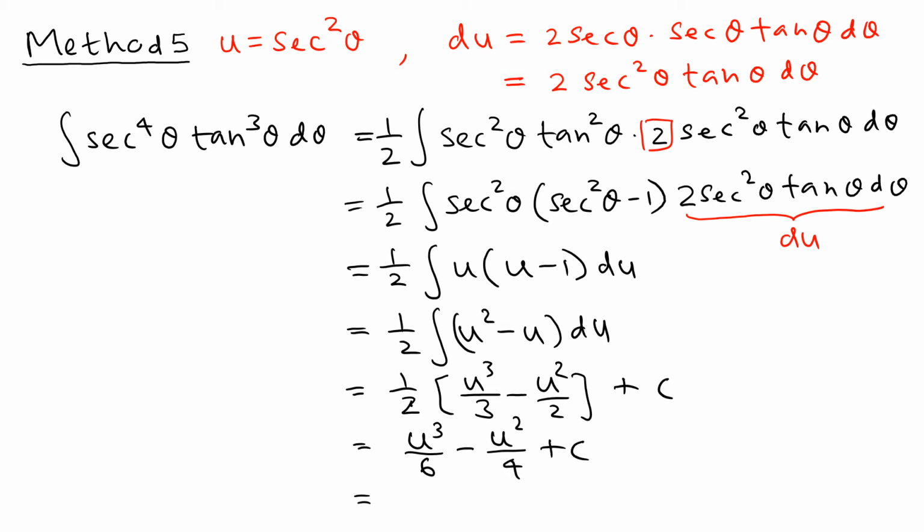Now we can substitute for u. Since u equals secant squared, you're going to get 1/6 secant to the 6th power theta minus 1/4 secant to the 4th power plus c.